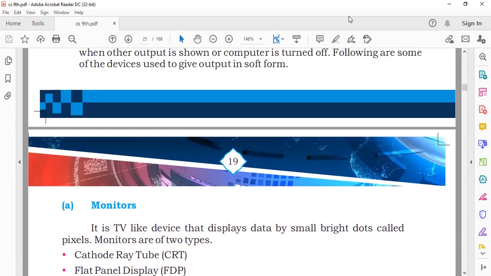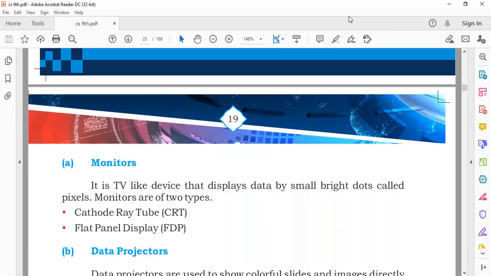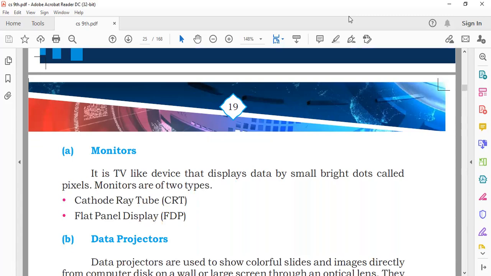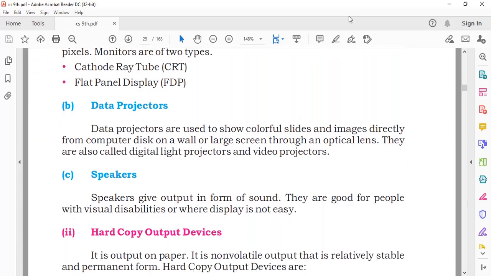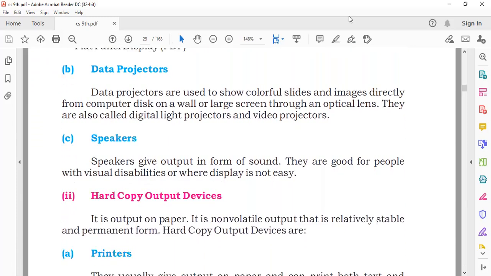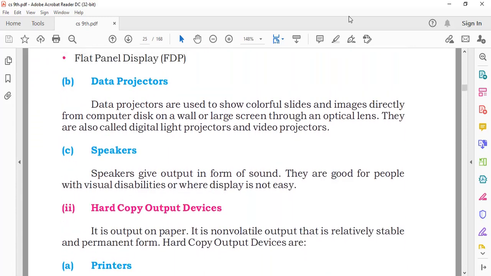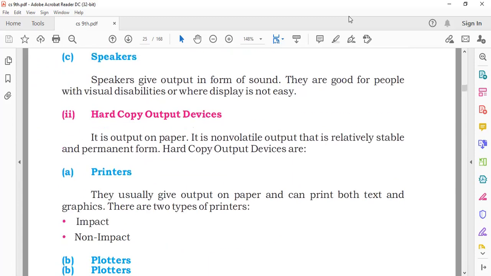A monitor is also an example of an output device. A monitor is a TV-like device which can display data by small bright dots. These small dots, which together create the display, are called pixels. Monitors are of two types: one is the cathode ray tube and the other is the flat panel display. And then there are data projectors and speakers.